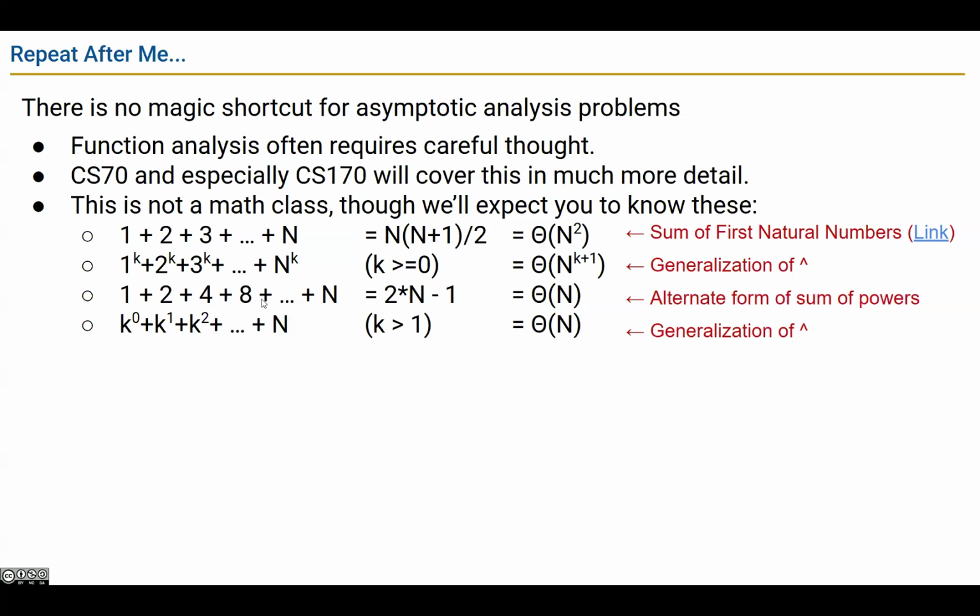They see 1 plus 2 plus 4 plus 8, a geometric series, and they say it's theta n. But in this version, it's theta 2 to the n, and they get confused. The reason for that is because the last term in this case is a 2 to the n. The last term in this case is an n. It's always the last term that dominates in an exponentially growing function.